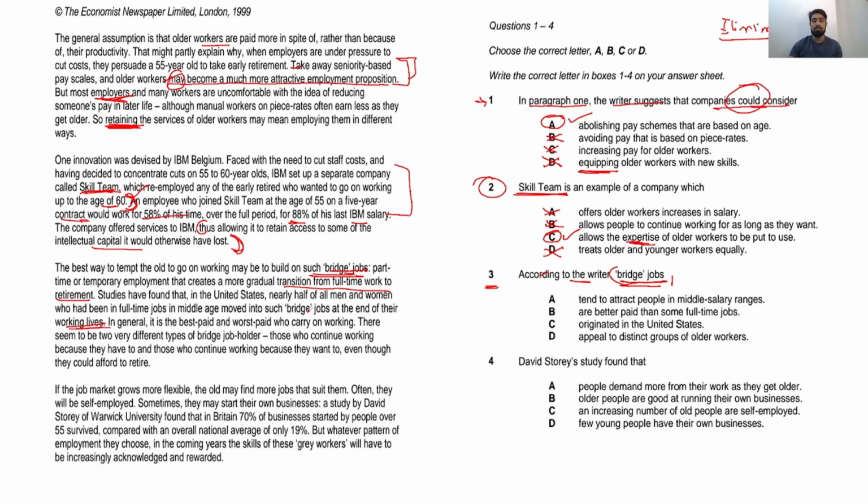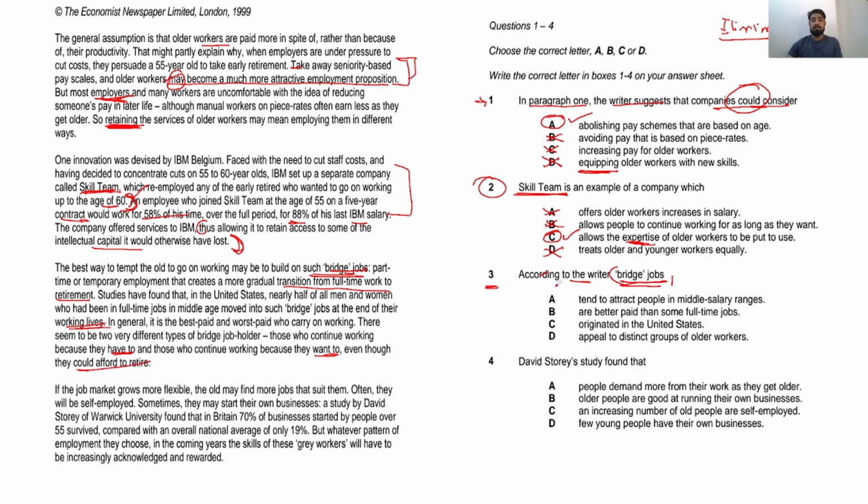Okay, the ones who are about to get retired. In general, it is the best paid and worst paid who carry on working. They seem to be two very different types of bridge job holders: those who continue working because they have to, and those who continue working because they want to, even though they could afford to retire.